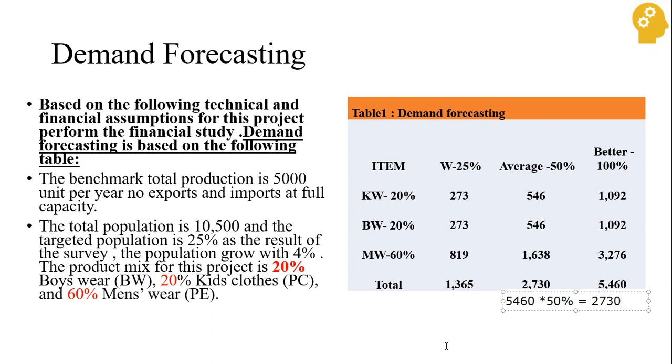Perfect. I will do the same for the worst case. What is the worst? The worst is simply 5,460 times 25%. Brilliant. Then it gives me 1,365. Perfect. So I did both of them, and I know the demand forecasting for the worst case scenario, where only 25% of the people are going to buy from the 5,460.